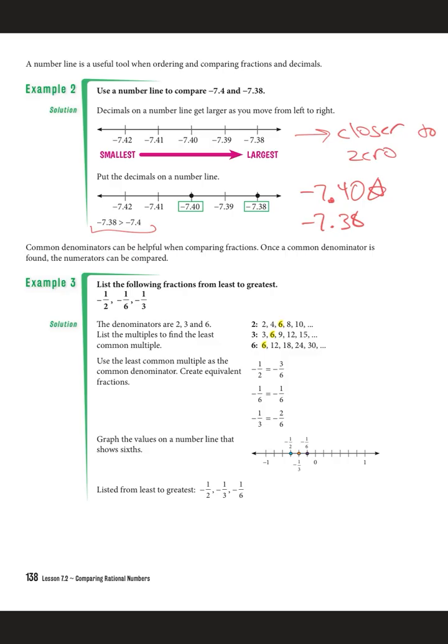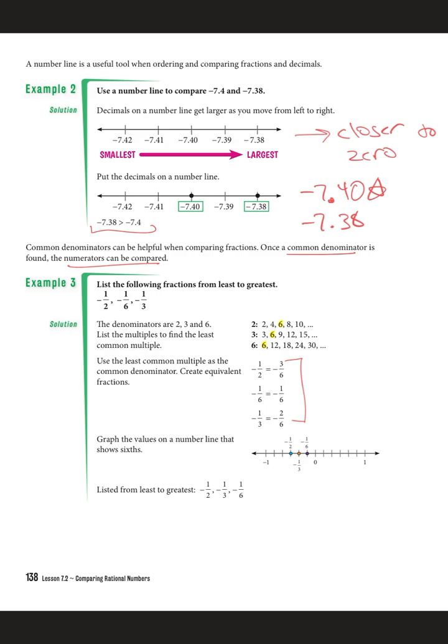Common denominators can be helpful when comparing fractions. Once a common denominator is found, the numerators can be compared. So you find a common denominator first, and then you compare the numerators. So for example number 3, you've got list the following fractions from least to greatest. So you've got negative 1/2, negative 1/6, and negative 1/3. So it says the denominators are 2, 3, and 6. List the multiples to find the least common multiple, and then use the least common multiple as a common denominator and create equivalent fractions, which is what they do here.